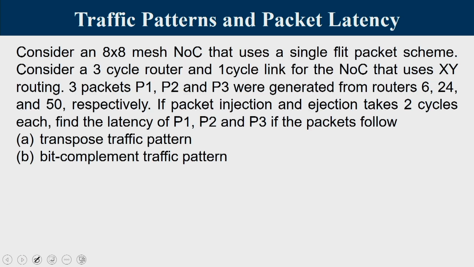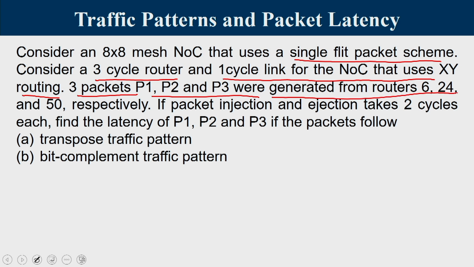Now, the next question is on traffic patterns and packet latency. Consider an 8x8 mesh NoC that uses a single flit packet scheme. Consider a 3-cycle router and a 1-cycle link for a NoC that uses XY routing. 3 packets P1, P2, P3 were generated from routers 6, 24 and 50 respectively. So, we are talking about an 8x8 mesh NoC out of which 3 packets are generated, and the router will take 3 cycles.